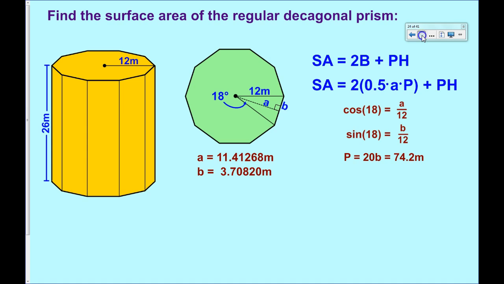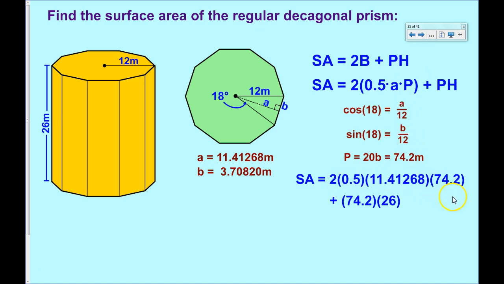So we just pop them in, substitute in each number that we have, and punch it into the calculator, and you'll get 2,776 meters squared. Always add a label. And we are finding surface area, so we do have to use square units, not cubic units.